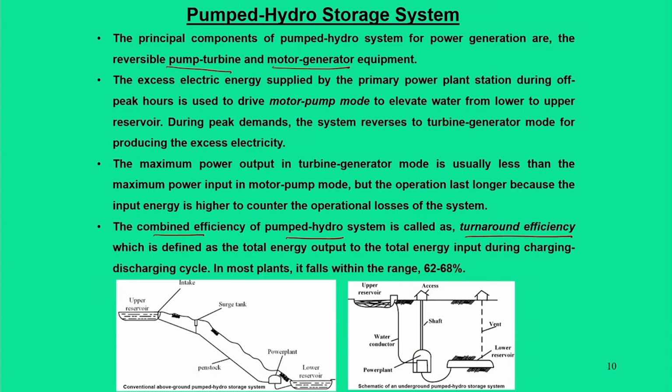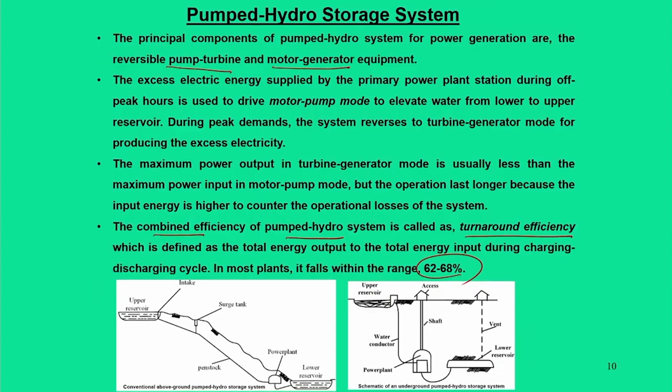So, taking into account the power produced during the discharge phase and the power used during the charging phase, the turnaround efficiency falls in the range of 62 to 68%, which is quite a reasonable number for any energy storage device. But the main issue here is that when you talk about storage, their energy densities are less. So, you cannot supply continuously for a long run. So, it is only used for peak demands.